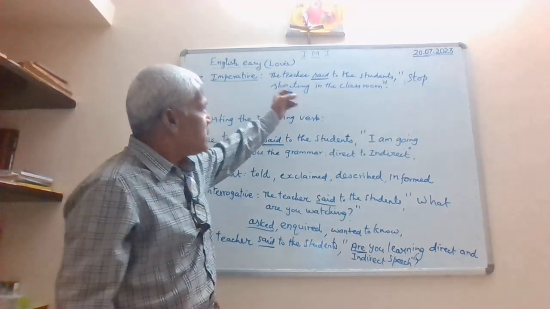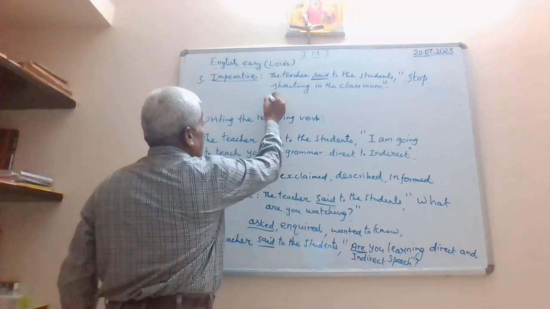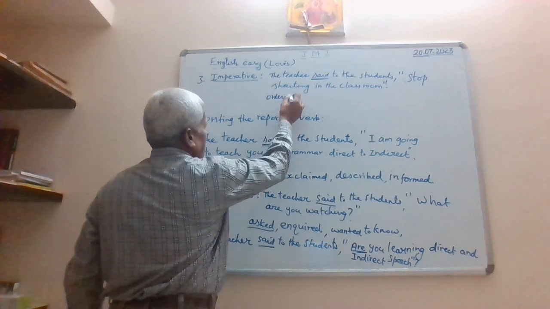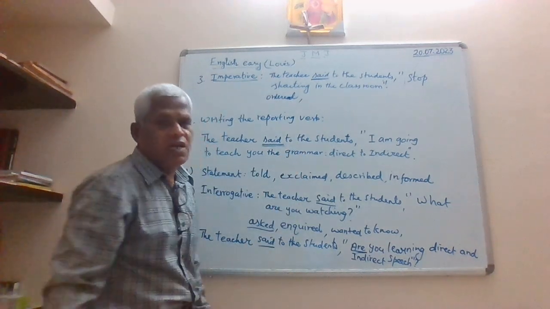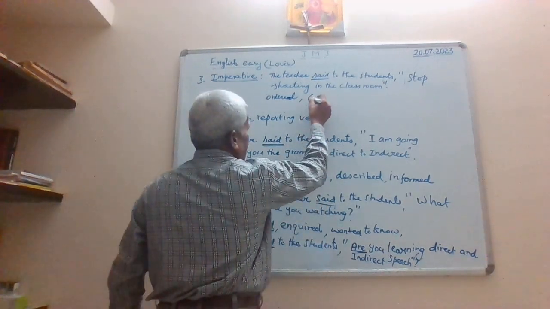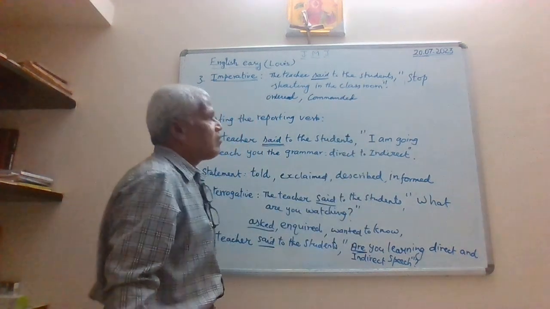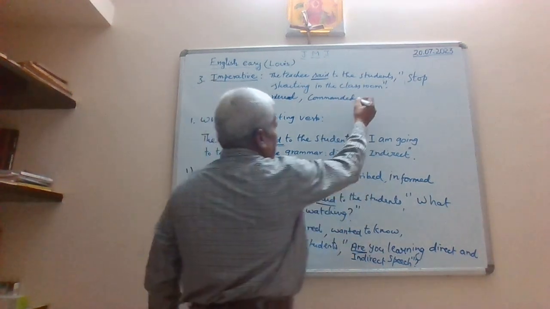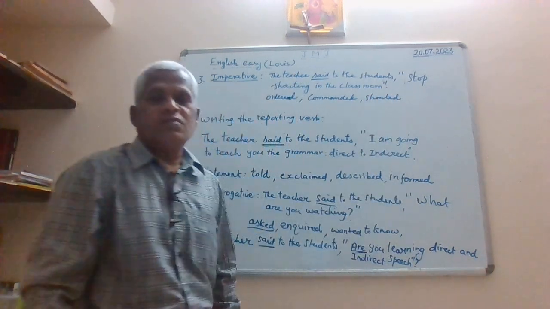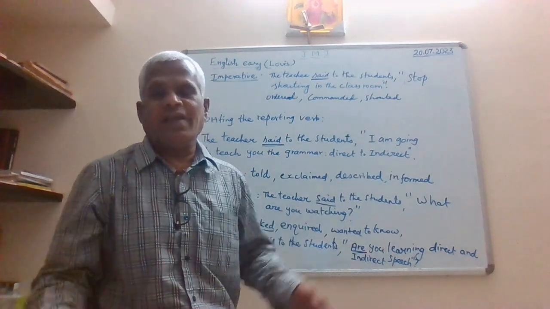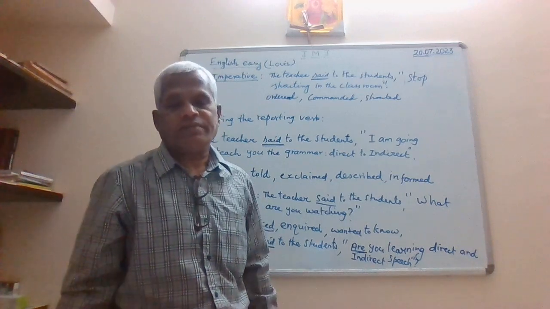Now how to write an appropriate reporting verb for this? Instead of saying "the teacher said to the students," you can write "the teacher ordered the students." Ordered or commanded. Or even you can say shouted: the teacher shouted at the students. When a person is irritated, that could be the appropriate word that can be used here.